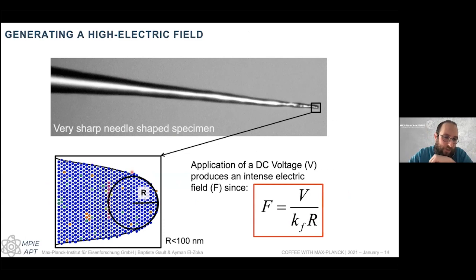What we can easily make is a sharp needle, and the end of this needle has almost a spherical cap. So what we're going to have is a field that is almost V divided by R. There's a small constant here that is typically 3 to 8, depending on the specimen shape. But it means that if I apply a few kilovolts on a specimen that has size in the range of a few tens of nanometers, then I can fairly easily reach the field that I need to do atom probe, or to remove the atoms from the surface.